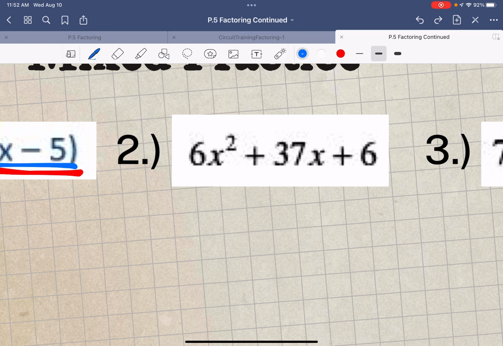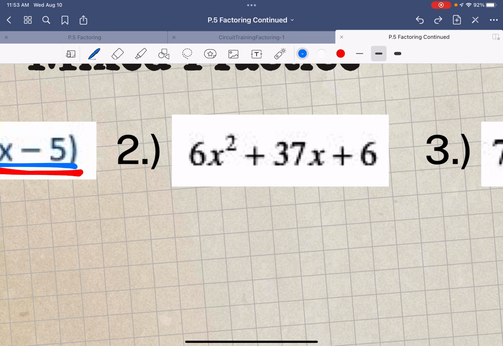So, all right, maybe I can divide by 6. So I'm going to check the 37. Does 37 divide by 6? No, it actually doesn't. Okay, so no GCF. So I move over. It says how many terms? There's 3. So 3 is a trinomial.